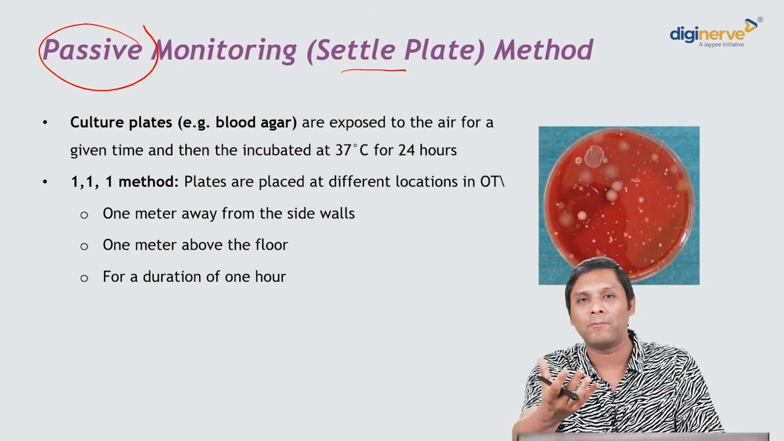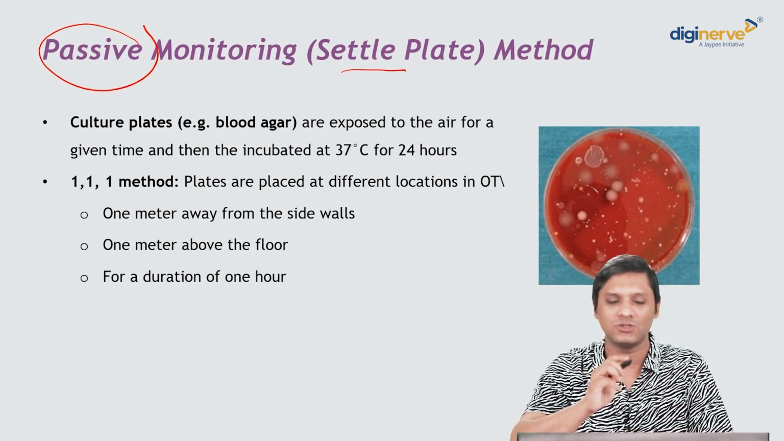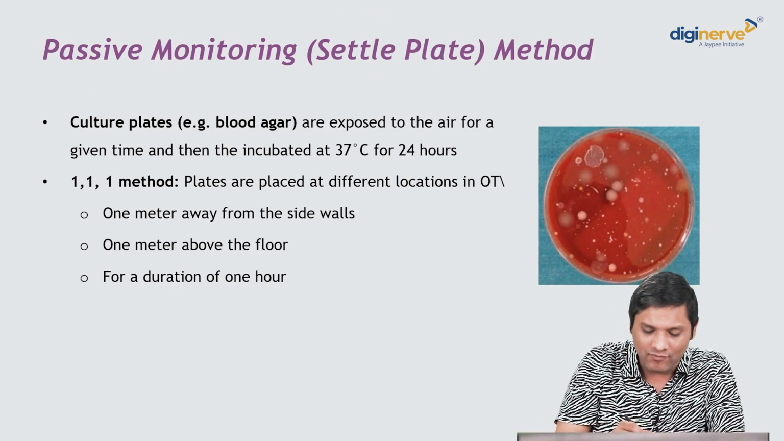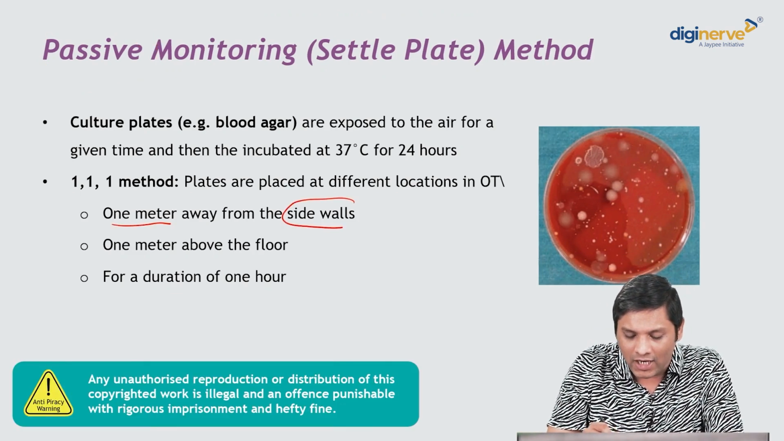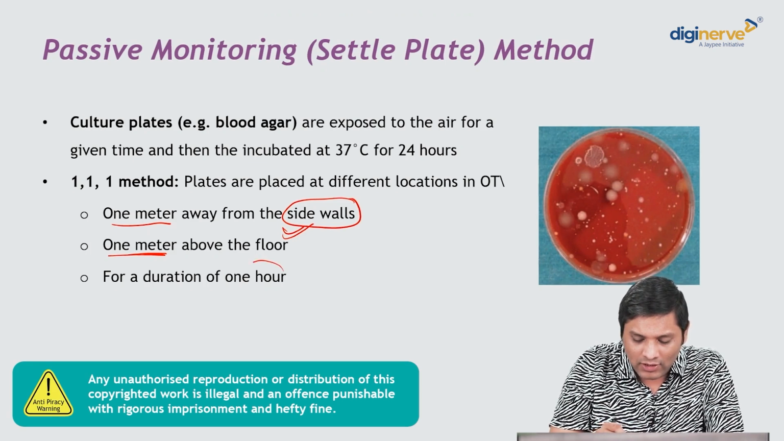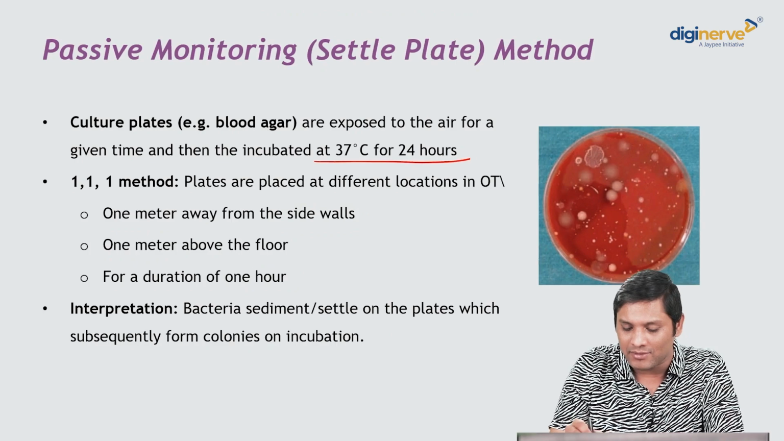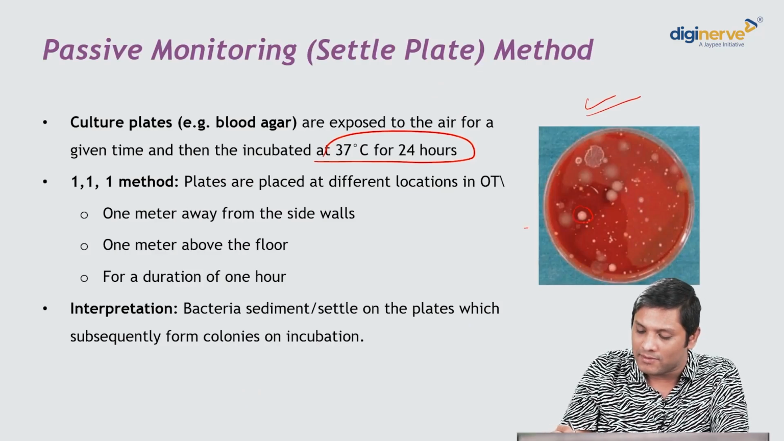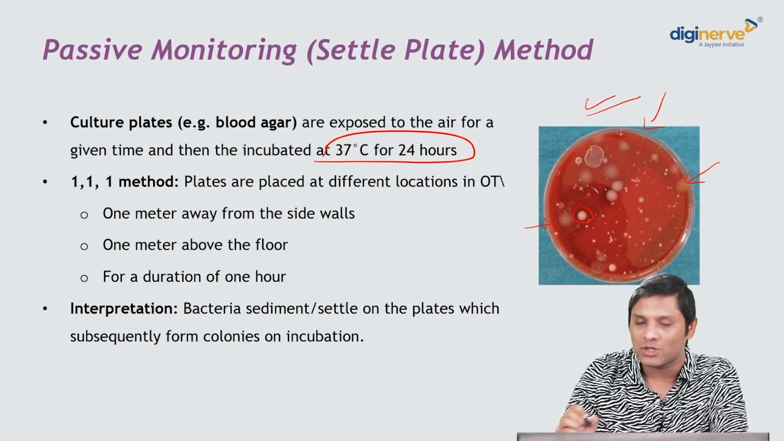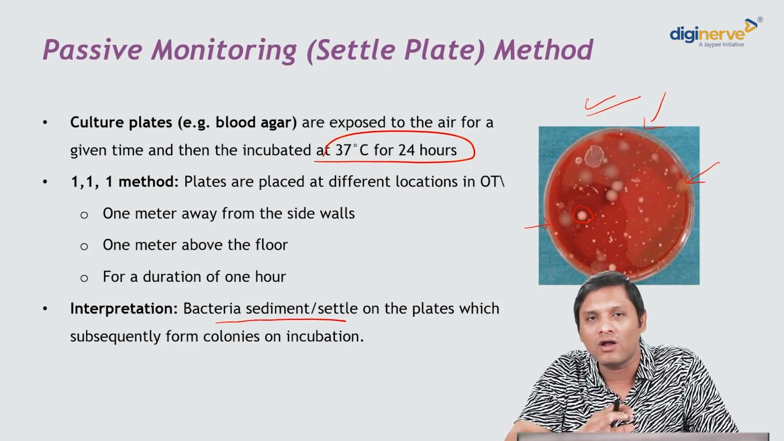And where you have to place the culture plate in the operation theatre, for that the 111 method is used. That means you have to place the culture plate 1 meter from the side wall of operation theatre, 1 meter above the floor level, and for a duration of 1 hour. Okay, so after that you have to incubate this at 37 degrees centigrade for 24 hours. So you can see that wherever the bacteria would have settled down, the colonies may be formed at the respective places over the blood agar plate where the bacteria will be sedimented or settled down.